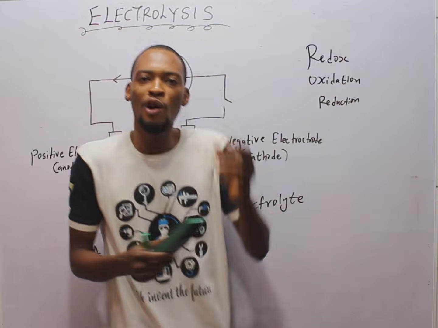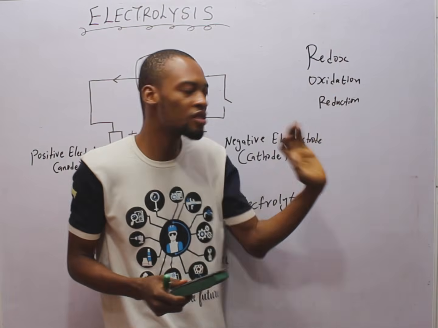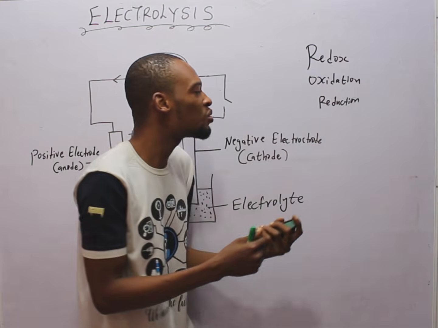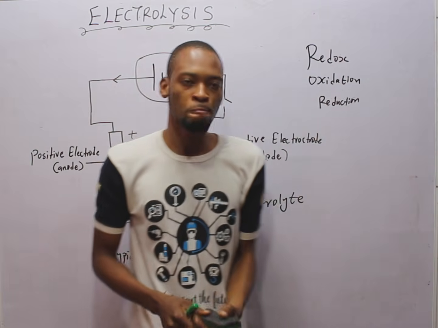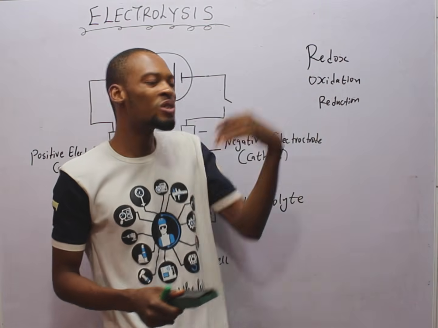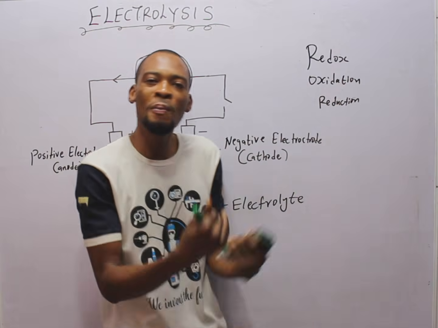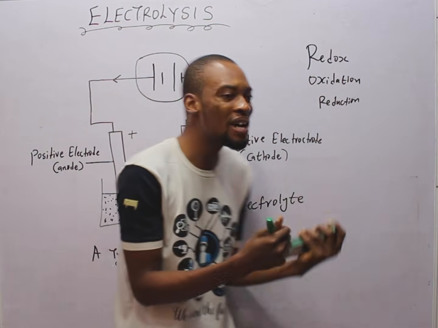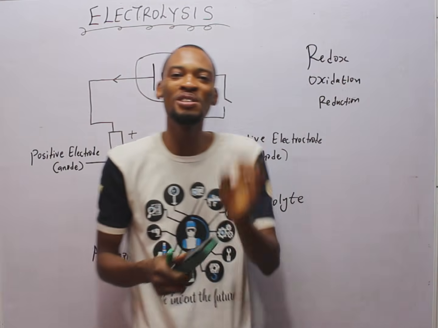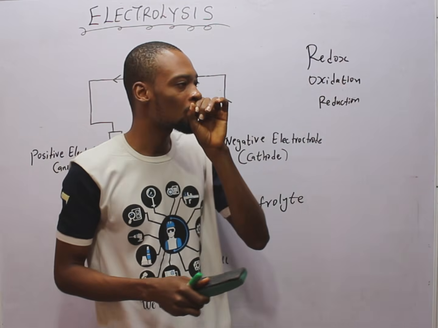What is oxidation? Oxidation has to do with loss of electrons. What is reduction? Reduction has to do with gain of electrons. What happens in oxidation? The oxidation number increases. And what happens in reduction? The oxidation number reduces. That is the comparison or face-off between oxidation and reduction.